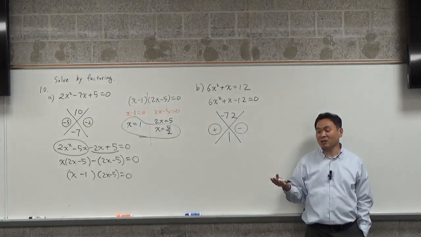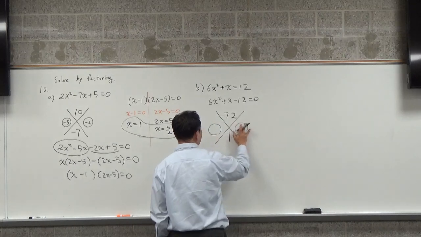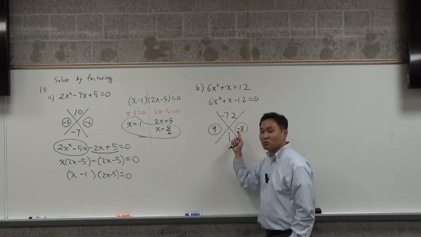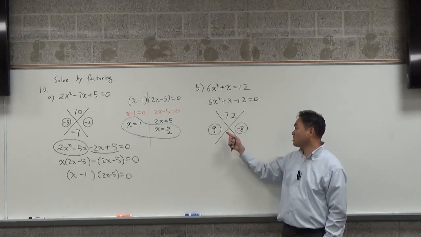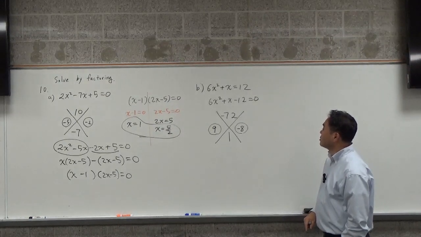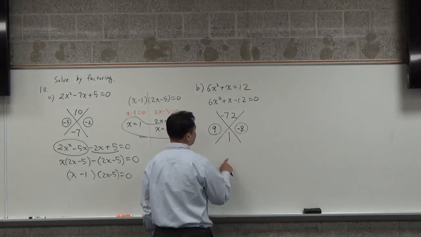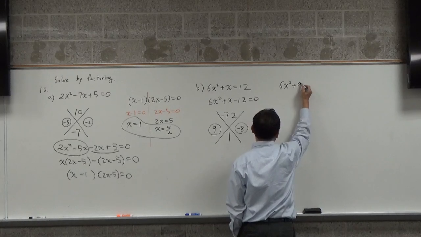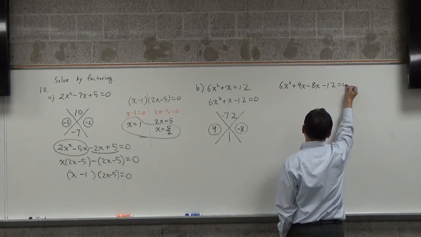And what can it be? 9 times 8 is 72. Those two are very close. So that's one way to think about it. You can use your judgment to say, okay, this is really subtraction of two numbers because one is negative, and since they only have to differ by 1, it must be this one. Okay. All right. So you have this, and then you are going to break up the middle just like before. 6x squared plus 9x minus 8x minus 12 equals 0.